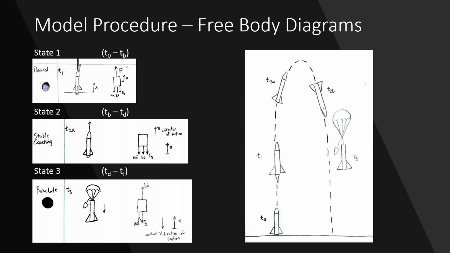So I wanted to do each stage from the moment the motor ignites to a successful landing. And to do this, I created 3 stages. The first state is from the moment after the motor is ignited until it burns out. The second state is it coasting through the air until it reaches apogee and begins to fall down. And then the third state is the parachute deployment.